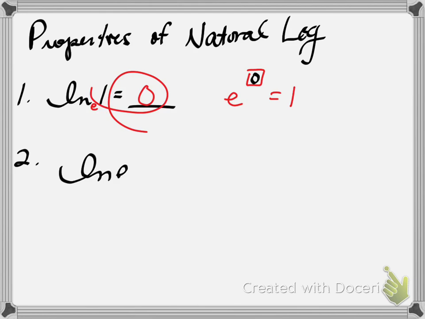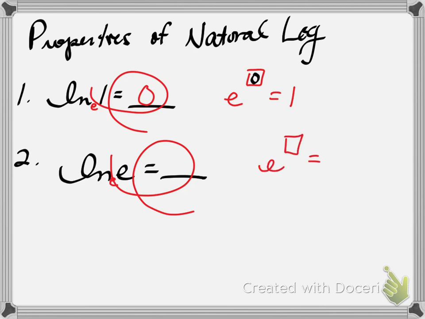The second one, ln of e equals what? Well, with our understood base e, e to what power gives us an e? Or we can do our swoop. e to the what is e? Must be 1.